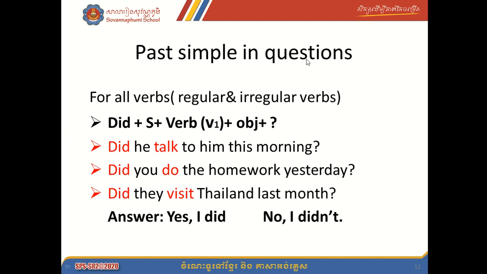For questions, for all verbs, irregular and regular, we have the same form: did plus subject plus verb 1 plus object and a question mark. Look at these examples. Did he talk to him this morning? Did you do the homework yesterday? Did they visit Thailand last month? We use did to make the questions, plus verb 1. If you want to say yes, you say, yes, I did. If no, no, I didn't.